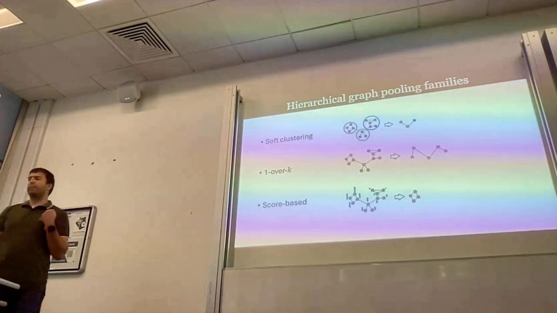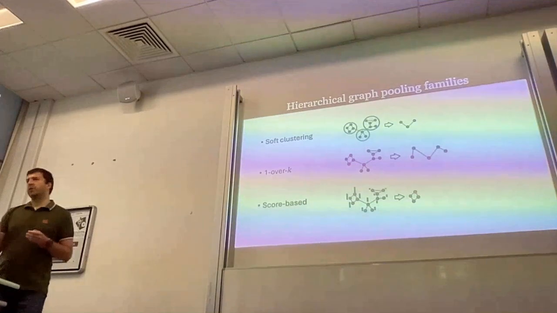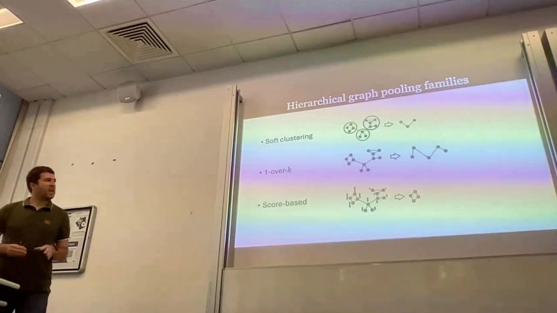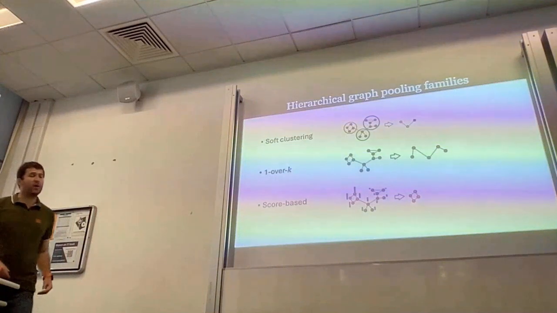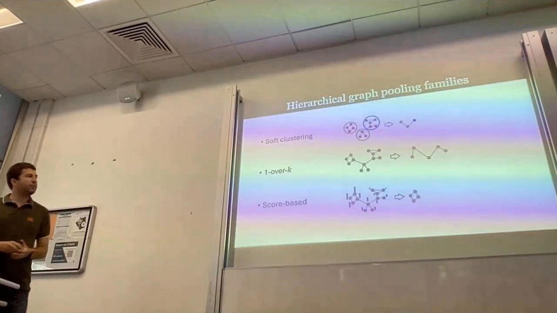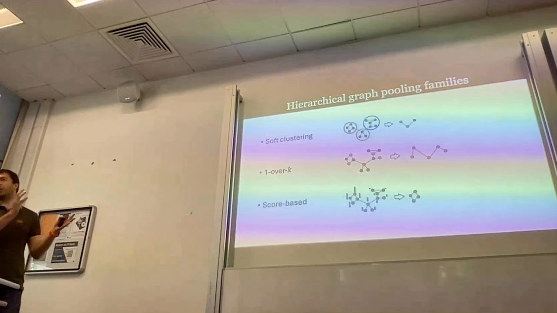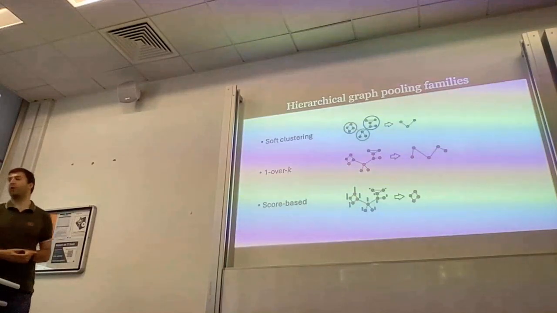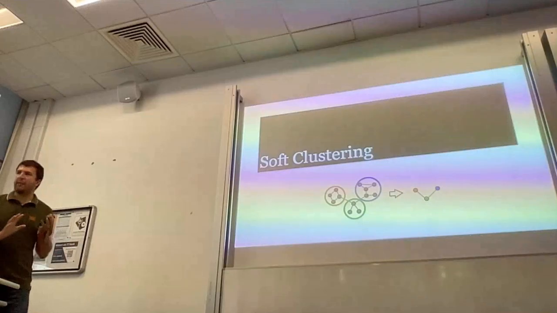Finally, there are the score-based methods, which assign one score to each node, and then the pool graph is the subset, the subgraph of nodes with the highest score. Those methods basically chunk away, cut away a piece of the graph, and that becomes the pool graph. Let's see all these three families in more detail.